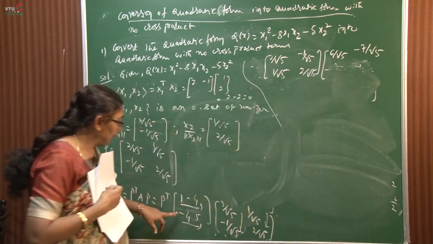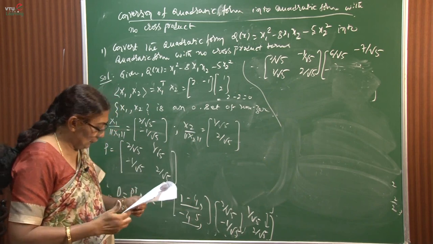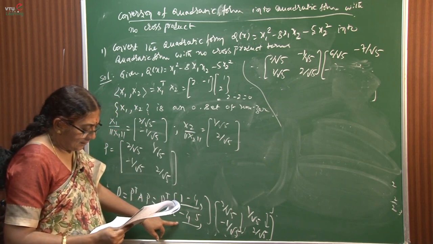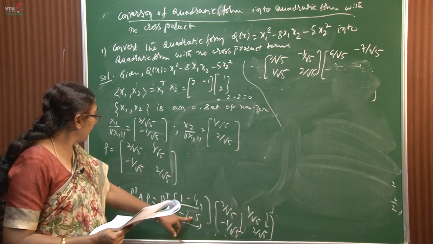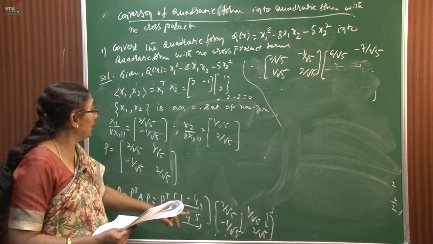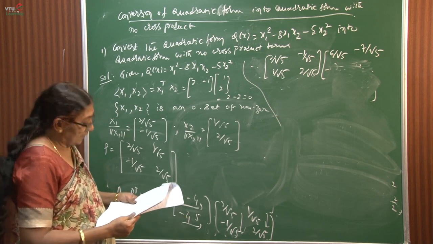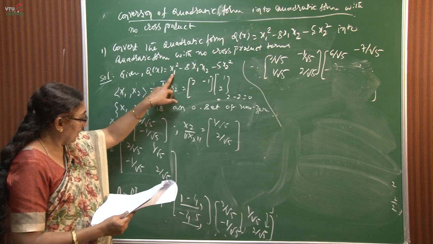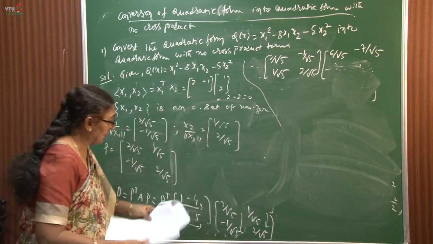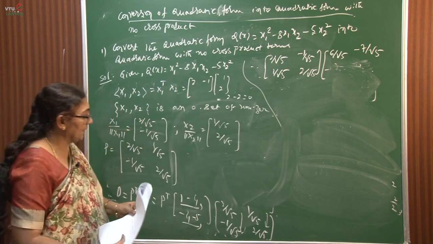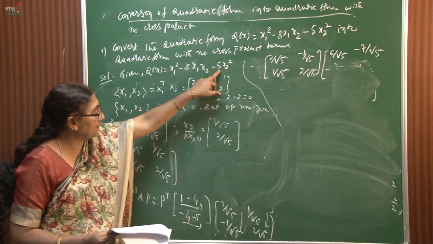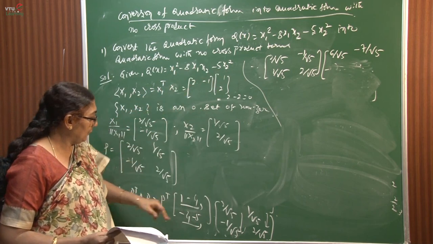See, observe from this to this. Minus and then 5. What is A? A is what actually? Yeah, 1 minus 5. This is minus 5, sorry. This is minus 5 because 1 minus 5, diagonal values minus 4, minus 5.